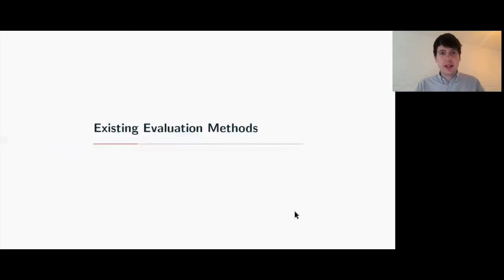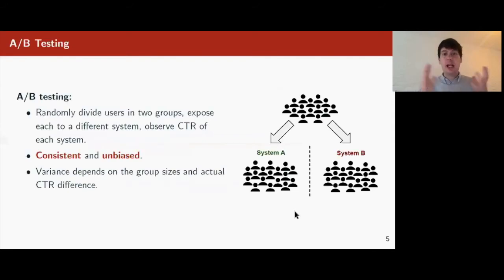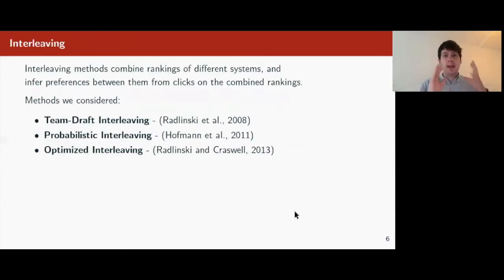Let's look at some existing methods. I'll start with A/B testing, a very general method, very common, very straightforward. You divide your user base into two groups and expose each of them to a different system. You can observe the click-through rate in each of these groups, and that gives you an estimate of the click-through rates of both of these systems, so also the difference. It's consistent and unbiased. The variance depends on a lot of things, so we'll see more of that in the experiments.